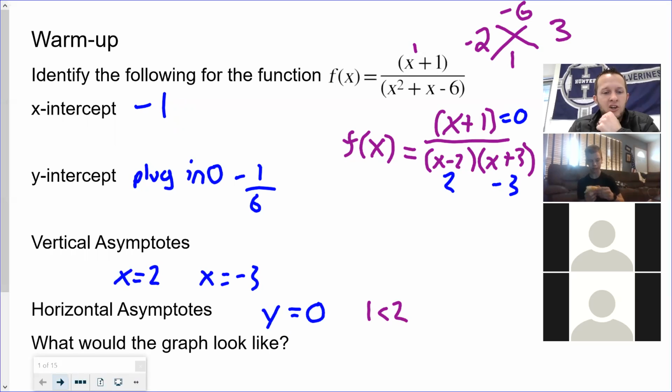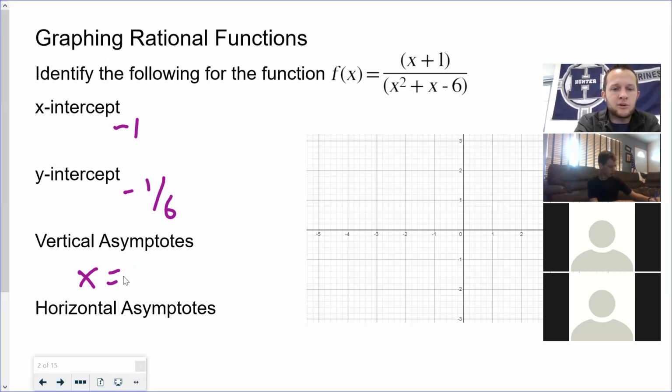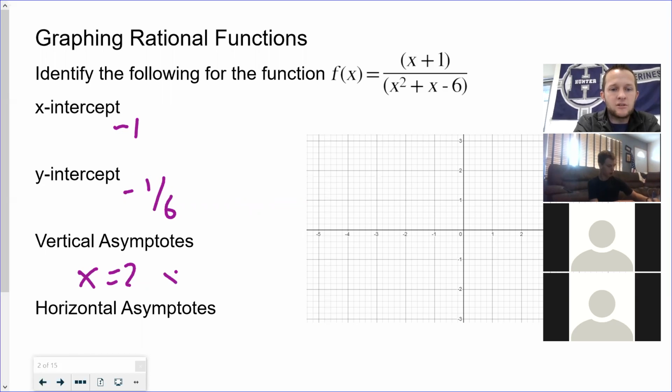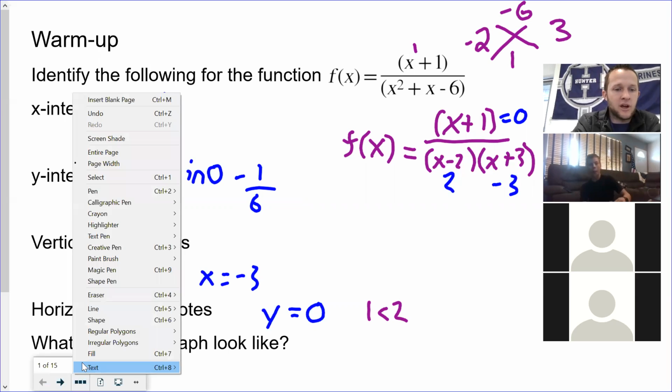So what we're going to do today is talk about how to graph that. What is our graph going to look like if we have an x-intercept at -1, a y-intercept at -1/6, and vertical asymptotes? Did we say it was 2 and -3? Oh, wait, no, it's 3 and -2, isn't it? So when we factored it, it was 3 and -2. But then I need to look at the opposites of those. That's going to be the excluded values, which turn into the vertical asymptotes. Okay. Awesome. And then we got y equals 0.